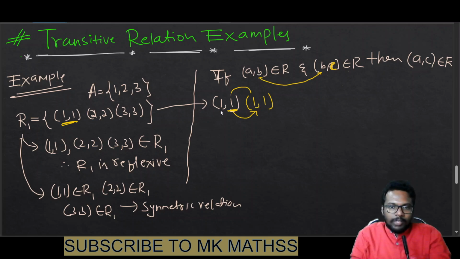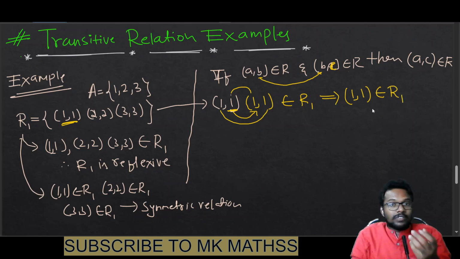So if we compare first and last, these two belong to R1, which implies that if we compare first and last, then again we get 1 comma 1, which belongs to R1. So it is satisfying the definition.